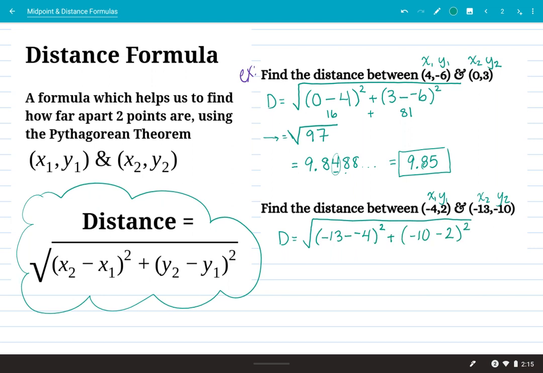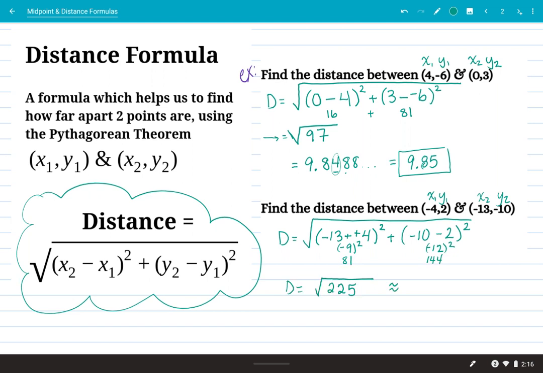Okay, and I know that two negatives make a positive, and I know negative 13 plus 4 is going to give me negative 9 squared. Negative 12 minus 2 is negative 12 squared. I'm just rewriting it. So negative 9 squared is 81. Negative 12 squared is 144. And you're going to add them together. And you're going to get 225.